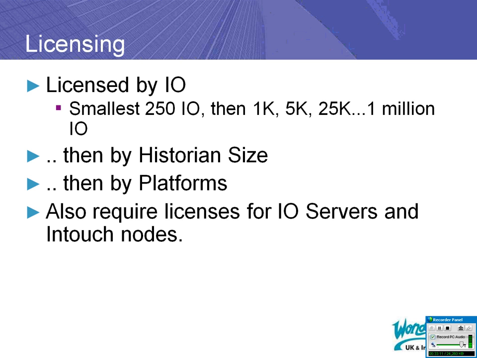Also, the number of platforms that you're running influences the System Platform license. Every machine that's running needs a platform license. When you buy a System Platform, you'll get a number of platforms included with that. As it says here, you may also require extra licenses for I/O servers and InTouch. You get an I/O server with a System Platform. If you need additional ones, then they have a part number, and also InTouch doesn't come bundled with System Platform, you buy it separately. But it's a special version of InTouch called InTouch for System Platform.